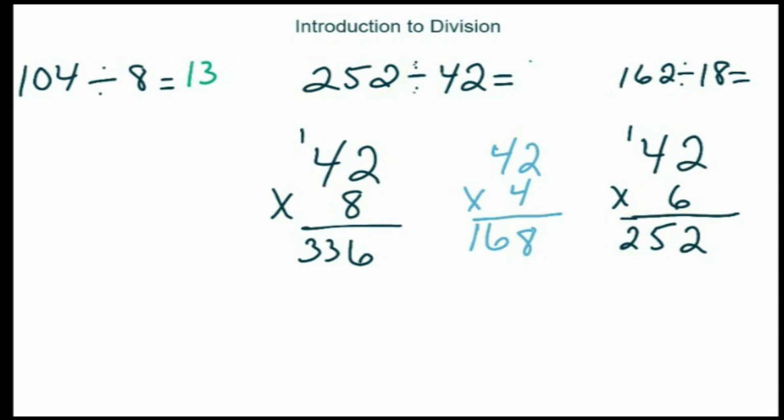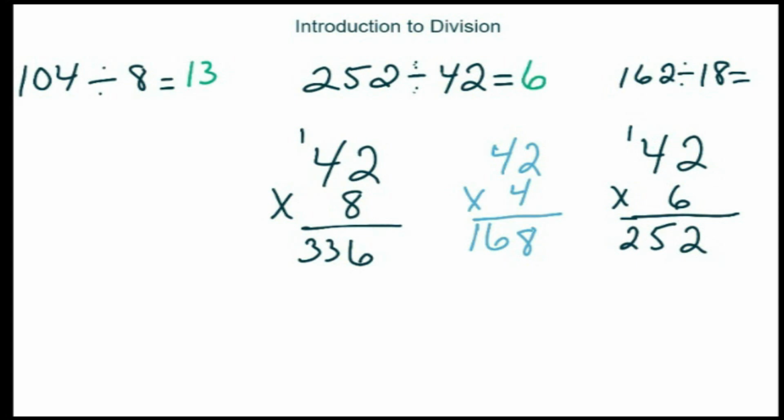That means that 6 is the answer to this division problem. 252 divided by 42 equals 6. 42 goes into 252 6 times.